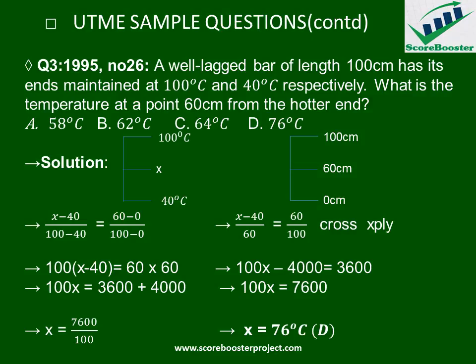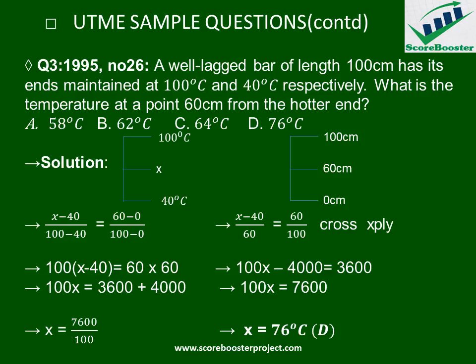Now the next question we shall be considering comes from 1995, number 26, and the question goes thus: a well-lagged bar of length 100 cm has its ends maintained at 100 degrees Celsius and 40 degrees Celsius respectively. What is the temperature at a point 60 cm from the outer end? So you have option A to be 58 degrees Celsius, option B to be 62 degrees Celsius, option C is 64 degrees Celsius, while option D is 76 degrees Celsius.